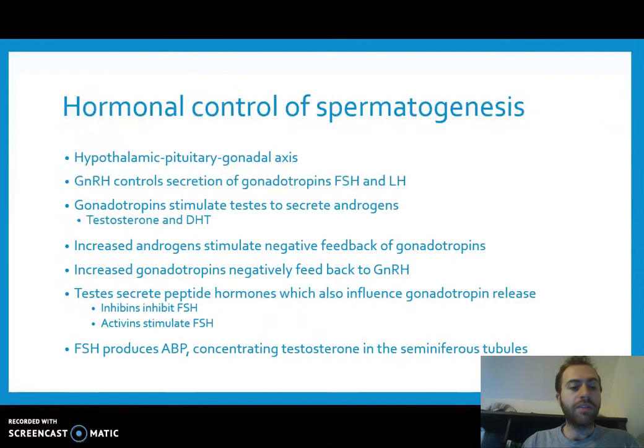The primary role of FSH is to concentrate testosterone in the seminiferous tubules by producing ABP, which, as mentioned previously, prevents testosterone from diffusing out of the tubule. LH seems to be less significant in spermatogenesis, other than its primary role in stimulating testosterone production. Both FSH and LH are believed to facilitate spermatozoa production by preventing apoptosis of developing spermatogonia.